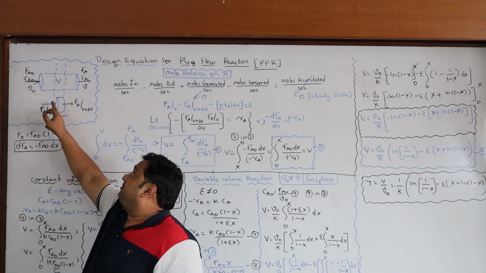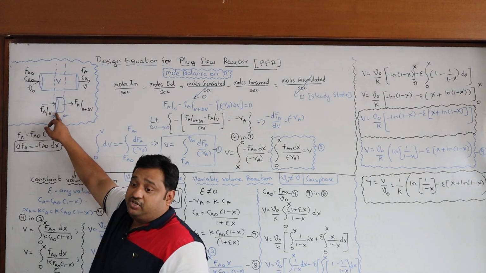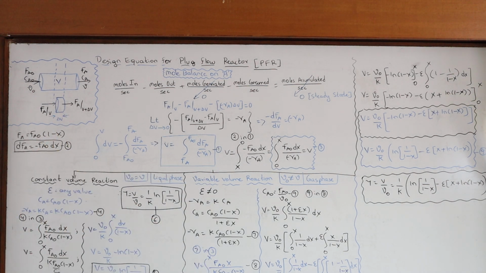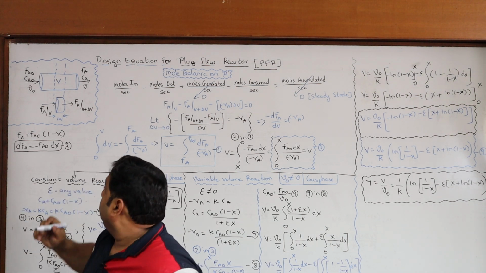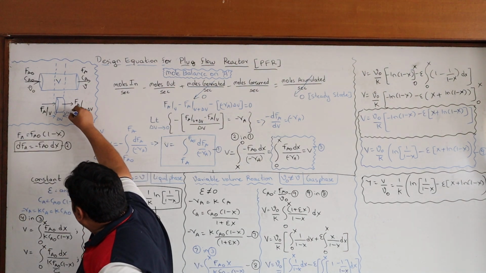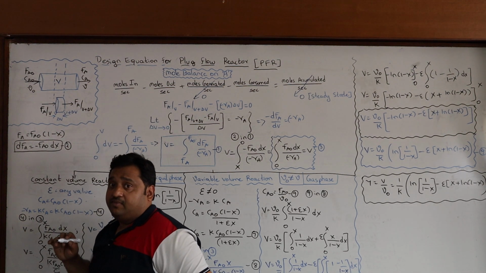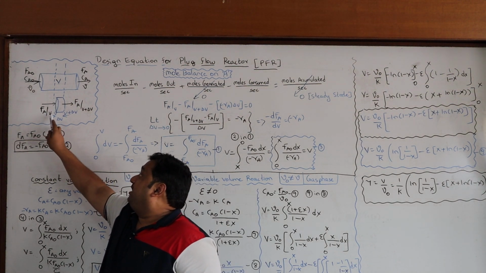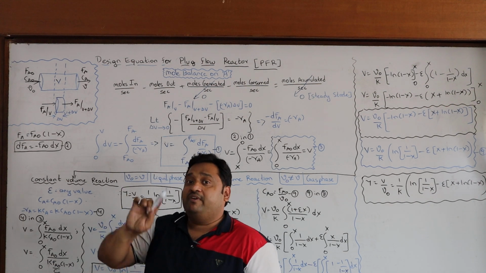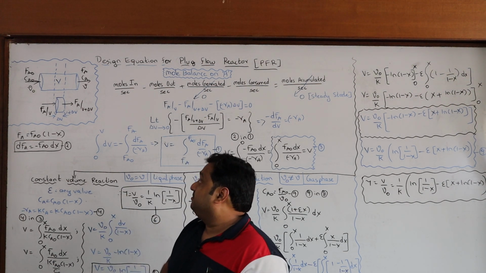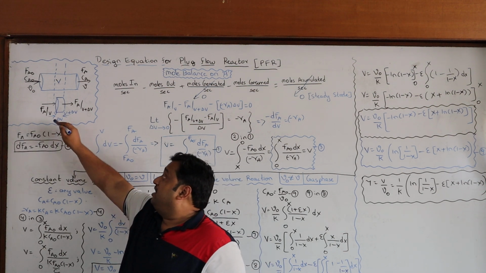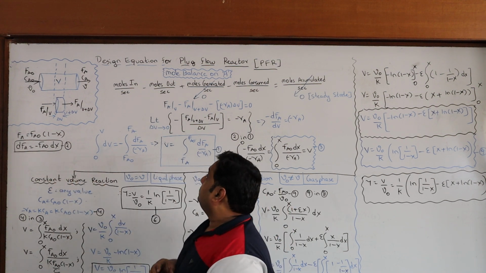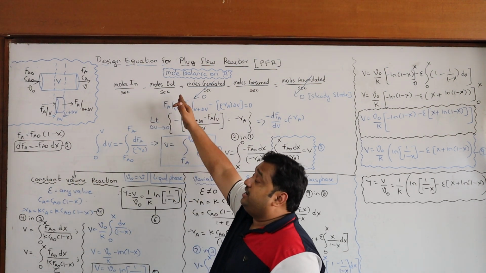The inlet to this differential section is Fa at V, because this position is V and this position is V plus delta V. Okay. Let me put this on the board. This position is V, this position is V plus dV or delta V. Now the entrance is the flow rate of A at V and the exit is the flow rate of A at V plus delta V. Now apply the mole balance on this section and integrate over the entire volume.